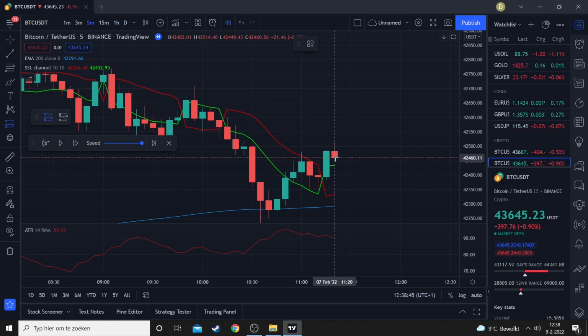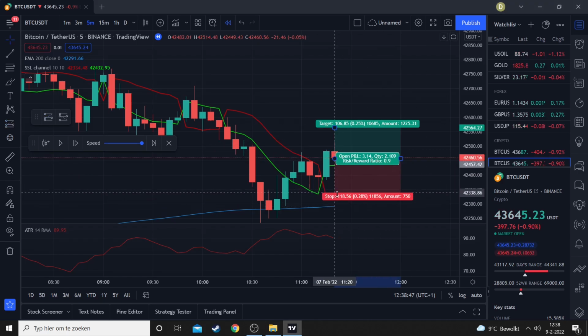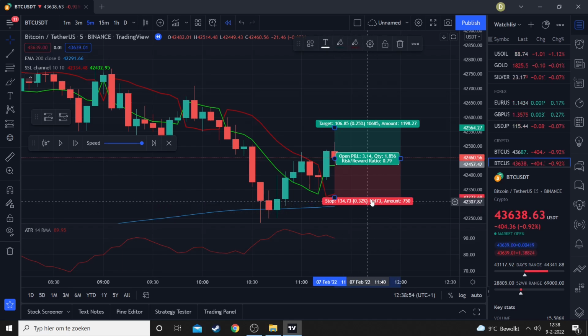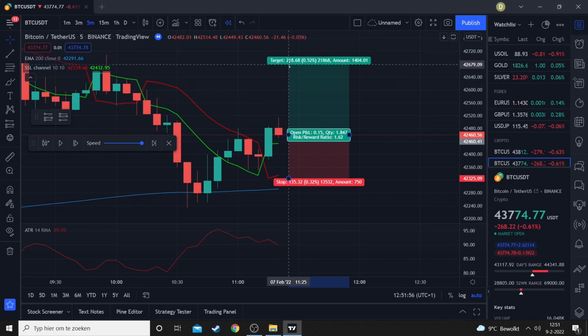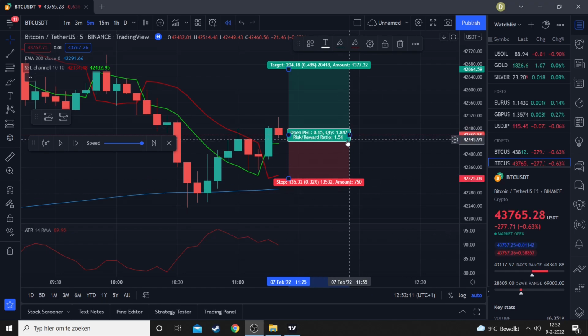So I will indicate it here. So my stop loss will be around here. So now you can implement your own risk management. My risk reward ratio is 1.5, so I'll take it to 1.5. So now let's take a look at how it plays out.